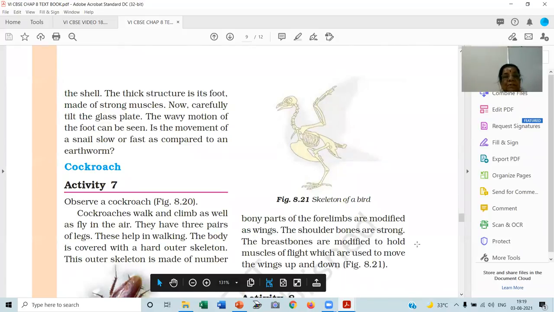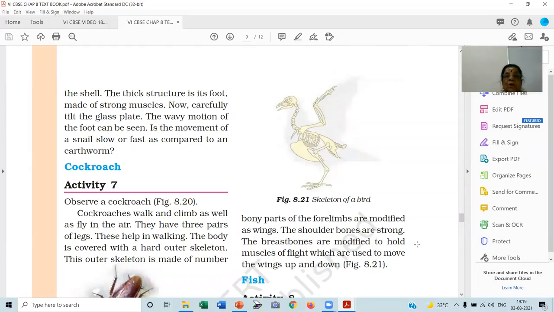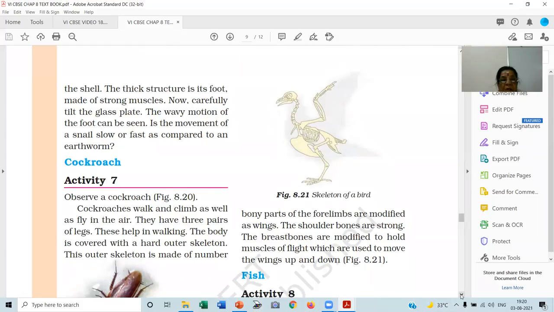The thick structure is its foot, made of strong muscle. That is the muscular foot. So the wavy motion of the foot can be seen and the movement is very slow. I hope you understand. And then the next one, the cockroach.